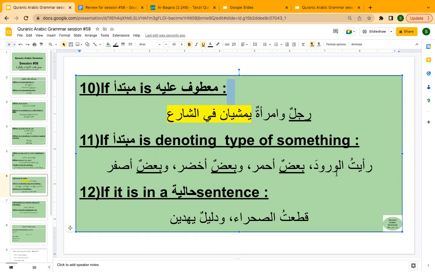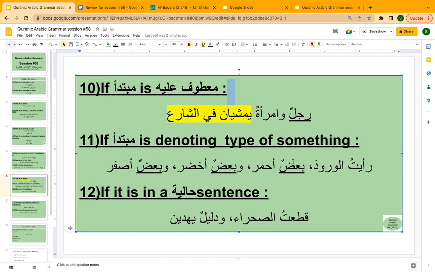Okay. Now, ra'aytu, I saw al-warda. Al-warda means roses. So al-warda is what? Maful bihi, right? What did I see? And it is answering my what question? So I'm going to just simply call it maful bihi, right? Most common maful bihi.